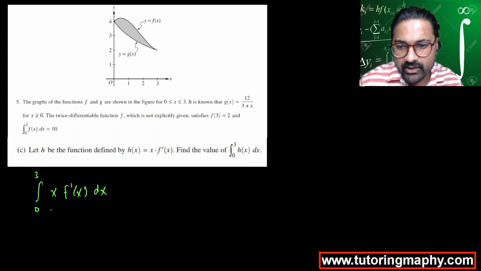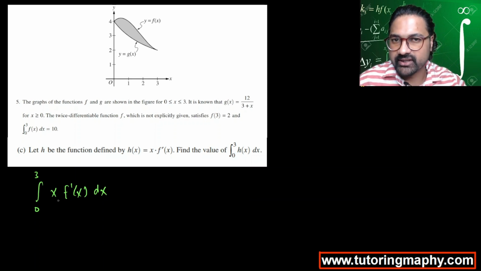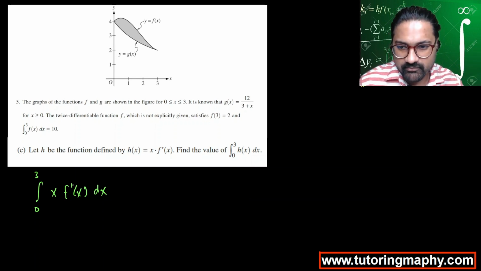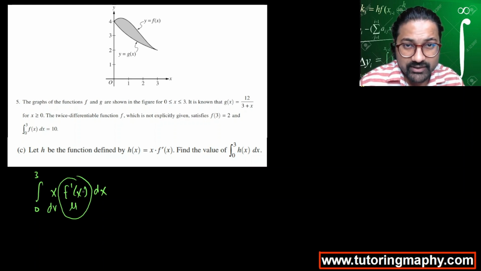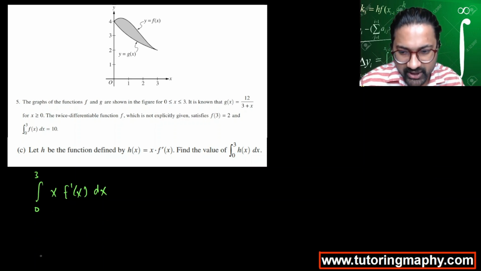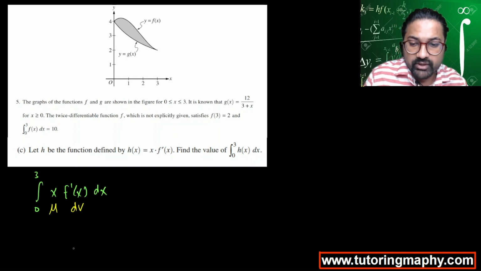What do you think? I think u should be something, and dv should be something which can be easily integrated. I mean, you might argue that, hey, we can integrate x as well. It's just x squared over 2. We know that. Okay, fine. But if you take this as dv and this as u, you have to integrate this once again, and you have no idea what f double prime is. So it's not a great idea to take that as u. The other way around would work better, I would say. So this is u, this is dv. Right, that's going to work better.